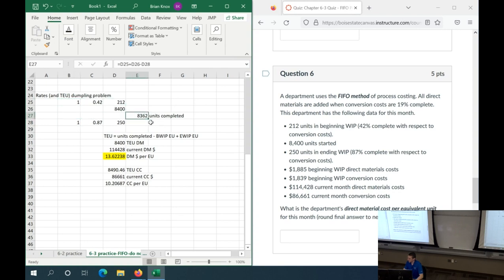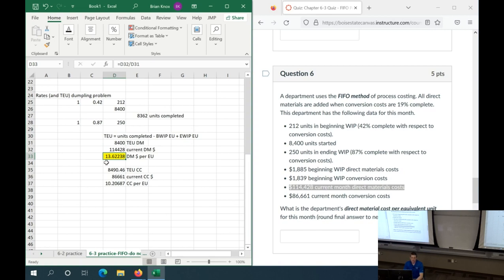When we calculate units completed using our typical method here, we take the units completed, subtract away the beginning WIP, which I added in the times 1 just to be a little anal about it, and then add the ending WIP times 1, or just ending WIP here, and end up with this denominator. Then you just take the current direct material cost as the numerator, and you end up with the rate right there.